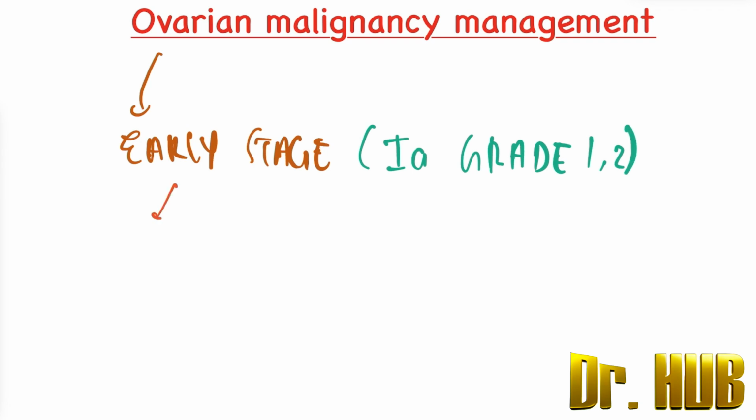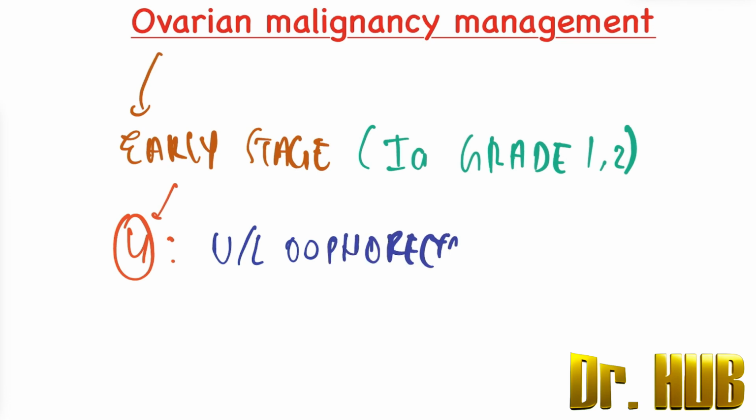Under this, there are the young as well as the elderly. In the young, there is a unilateral oophorectomy. Next is a follow-up and monitoring. So we do a follow-up as well as monitor.